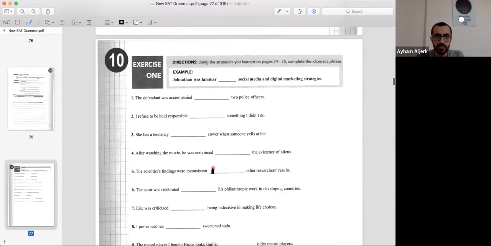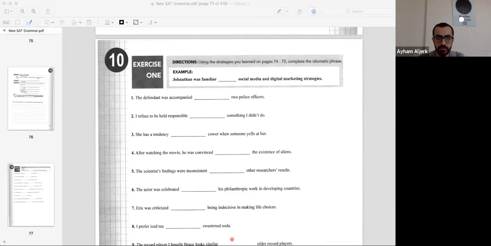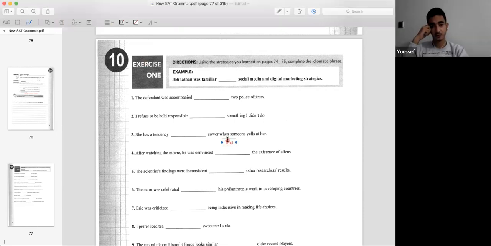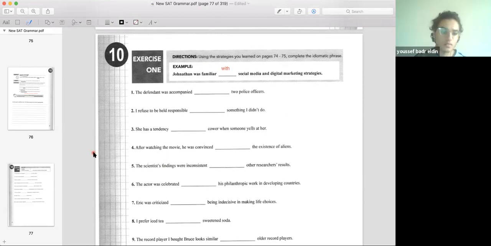All right. Let's start with the activities and have a couple of examples. Using these strategies you learned on pages 74 and 75, complete the idiomatic phrase. Jonathan was familiar blank social media and digital marketing strategies. Any idea about the answer? Jonathan was familiar with, I think. Do you agree with Yusuf, or do we have different answers? All right. Yes, familiar with it.